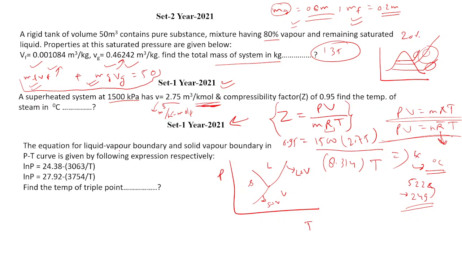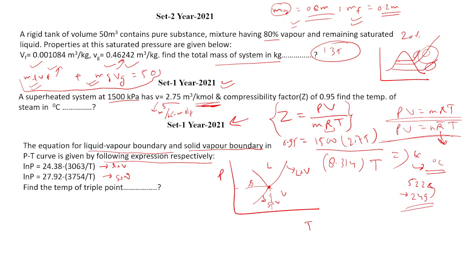The equation for both the liquid vapor boundary and the solid vapor boundary in the PT curve is given by the following expressions. So the first expression is for the liquid plus vapor boundary, and here it is solid plus vapor. Find the temperature of the triple point. At the triple point, this is the equation and here it is the equation. At the triple point, the temperature of both and the pressure of both would be the same, correct?